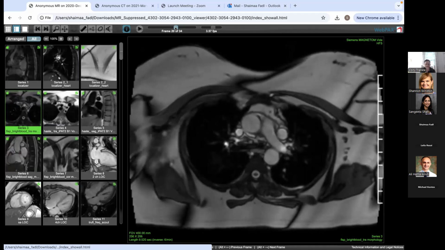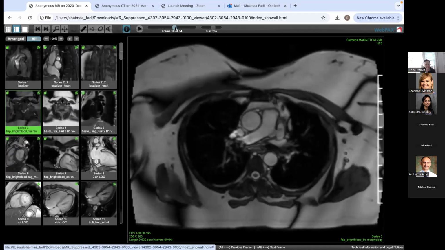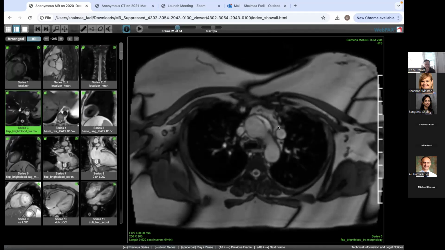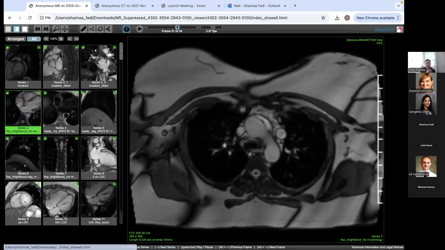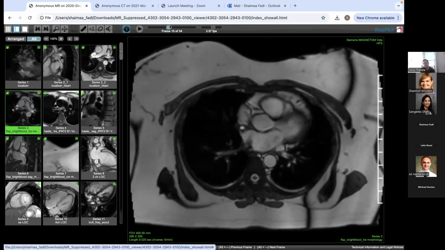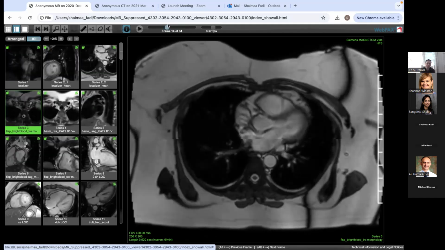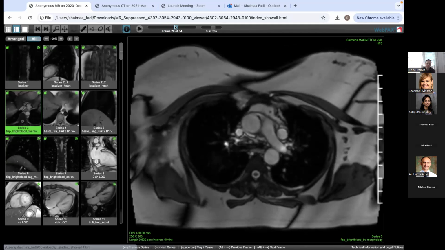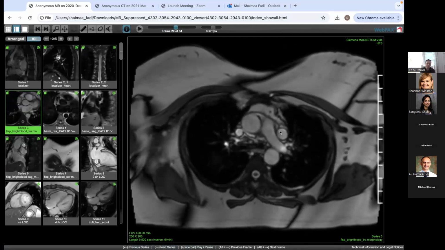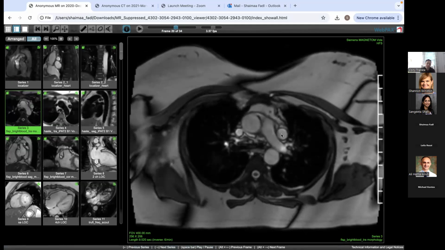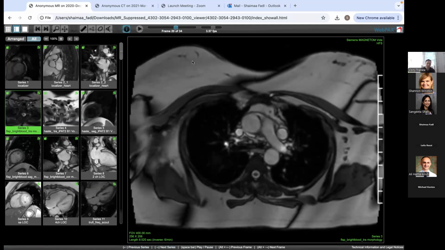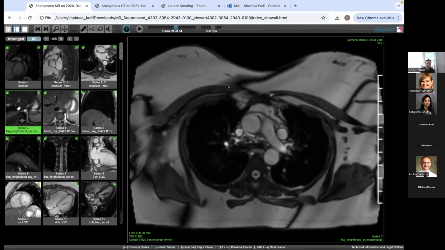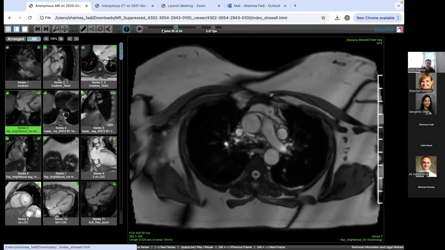And scrolling inferiorly, you would expect the left-sided SVC to go and insert into the coronary sinus, and the right SVC in a normal situation should go to the right atrium to have normal connections or normal variation. This left-sided SVC is just a persistent anterior cardinal vein from embryology that did not involute with time.